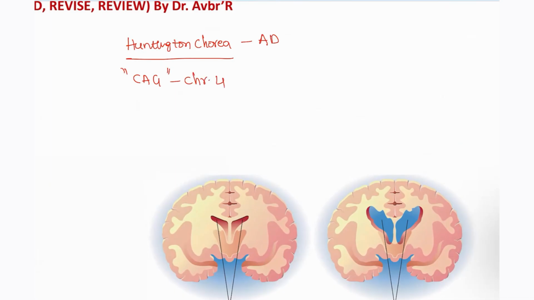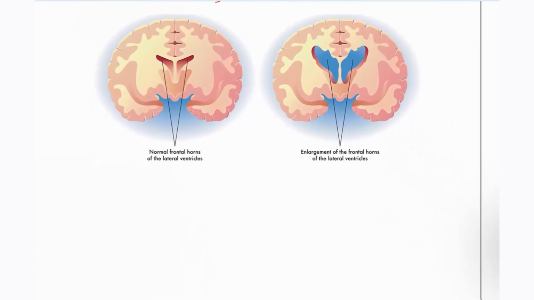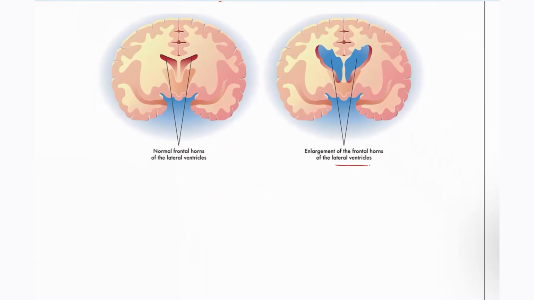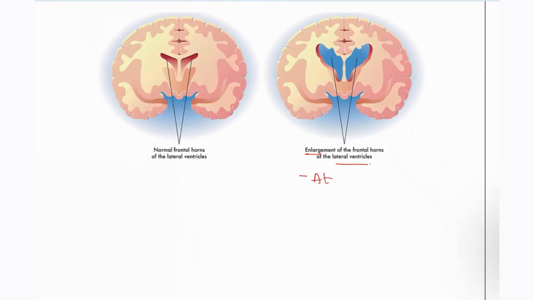What happens? Usually chorea, the jerky movements will be seen in this patient, and also depression. The patient will have depression, and over time, in the chronic condition, it will be associated with dementia. On the MRI scan, both lateral ventricles will be enlarged. Along with that, there will be atrophy of the caudate nucleus and also the putamen.